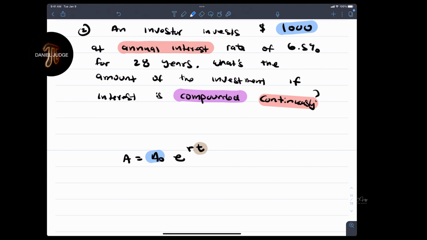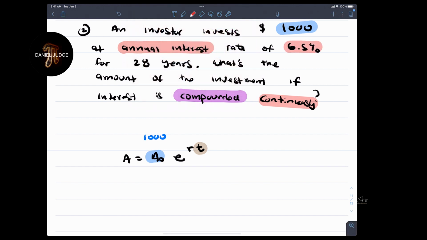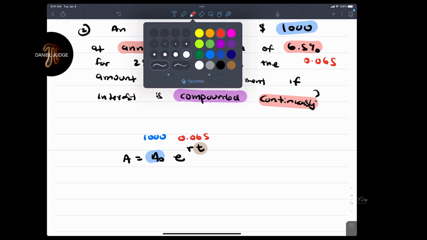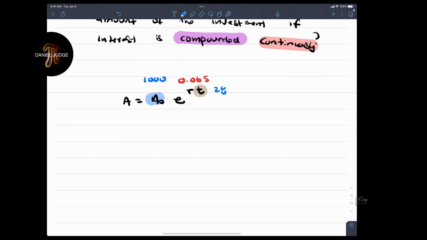Initial investment, $1,000. Annual interest, you have to know 6.5. That's the numerical representation, 0.065. Goes right here. And then the time in this case is 28 years. So you guys want to know this stuff. 28 years for time. So we get the amount being 1,000 E to the 0.065 times 28.